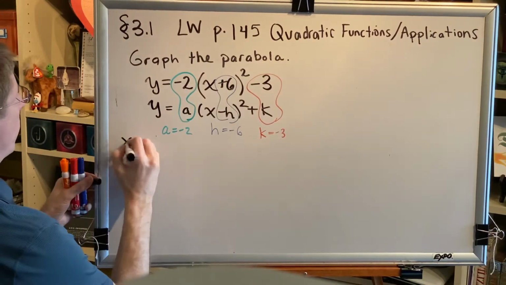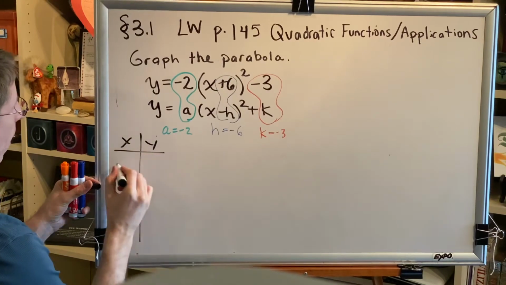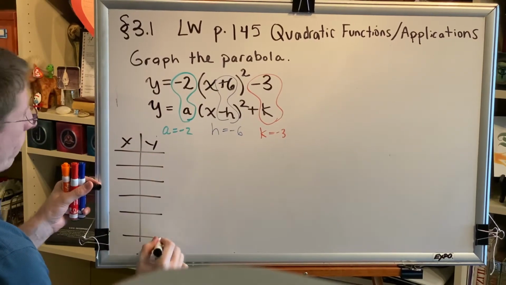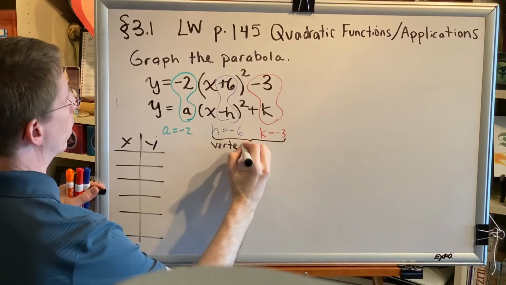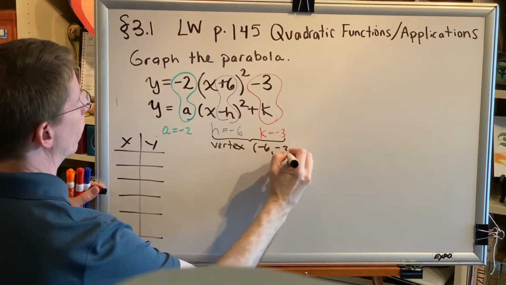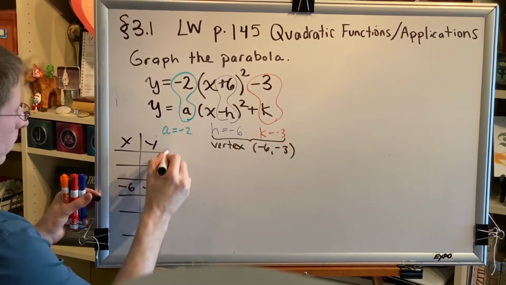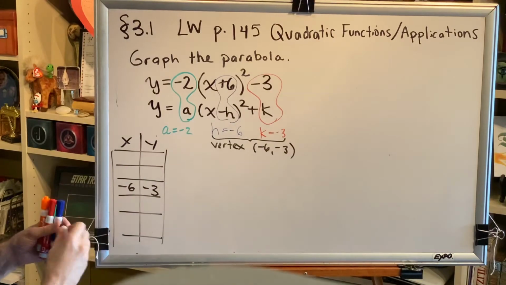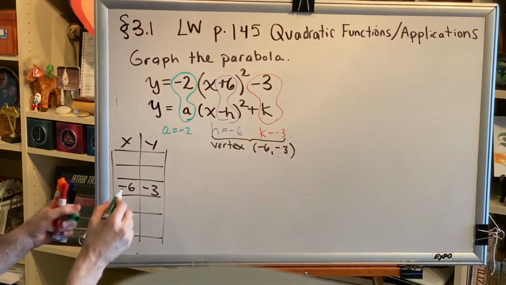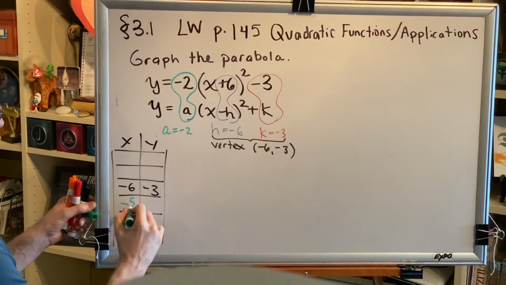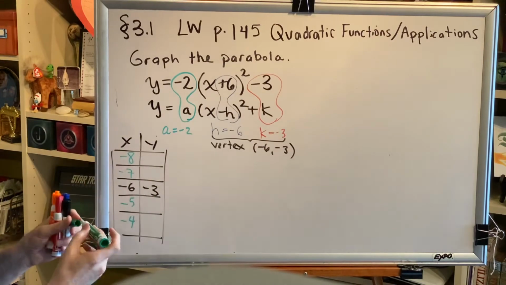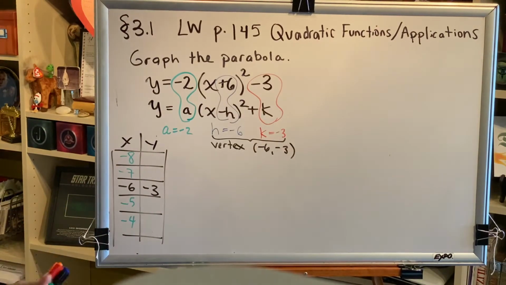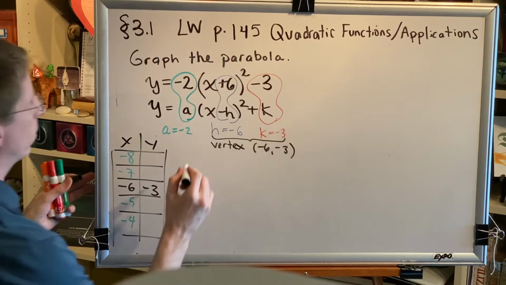All right, let's create our xy table. 5 rows. Vertex goes in the middle. Our other x values are found by adding and subtracting 1. Adding 1 as we move down gives negative 5 and negative 4. Subtracting 1 as we go up gives negative 7 and negative 8. Now we have to plug in each one of those values of x into our equation to find the corresponding values of y.